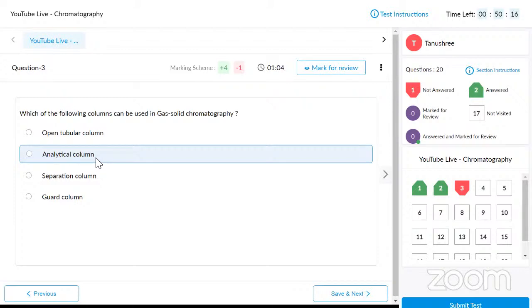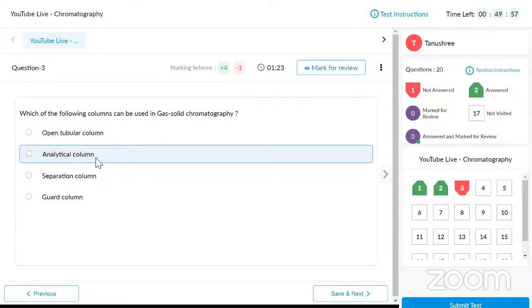So an analytical column cannot be used for gas solid chromatography because the stationary phase is rigid and is strictly solid. And to separate analytes in your analytical column, you need a liquid mobile phase, which is not the criteria in this case because it is clearly specified that the technique is gas chromatography.